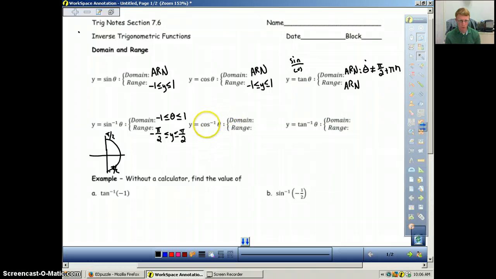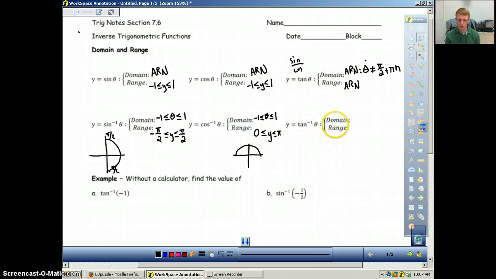So the domain for inverse cosine is still going to be -1 is less than or equal to theta, which is less than or equal to 1. So that's in between -1 and 1. In the range here, it changes again, but it's not the same as this one. This is where it gets a little bit tricky. This is going to go from 0 to pi. In other words, for this one, it's only going to be defined on the top half of the circle.